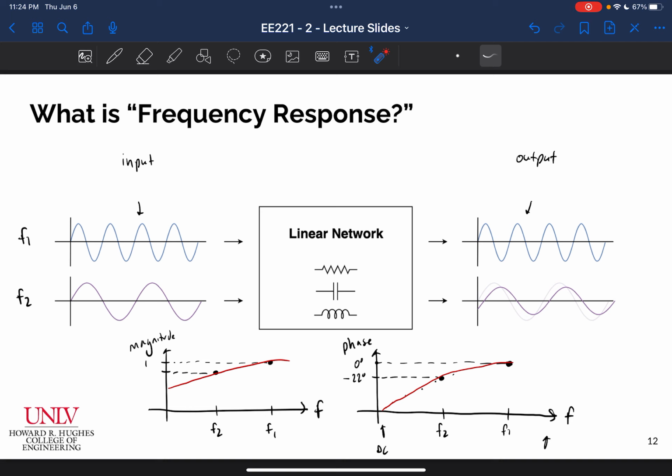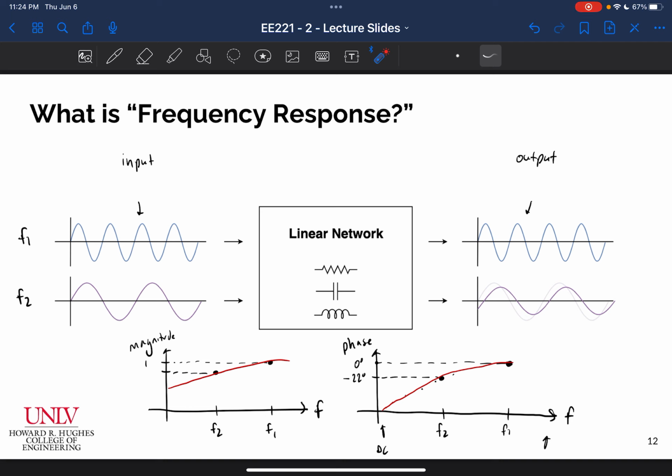And when it comes to filters, which are one of the subjects of this module, frequency response is absolutely vital for describing the behavior of the filter, showing us what signals are going to be allowed to pass through our filter and what signals are not going to be allowed to pass through.